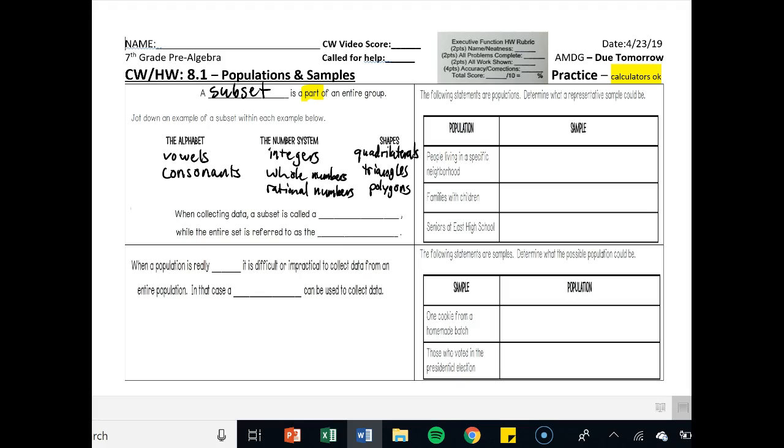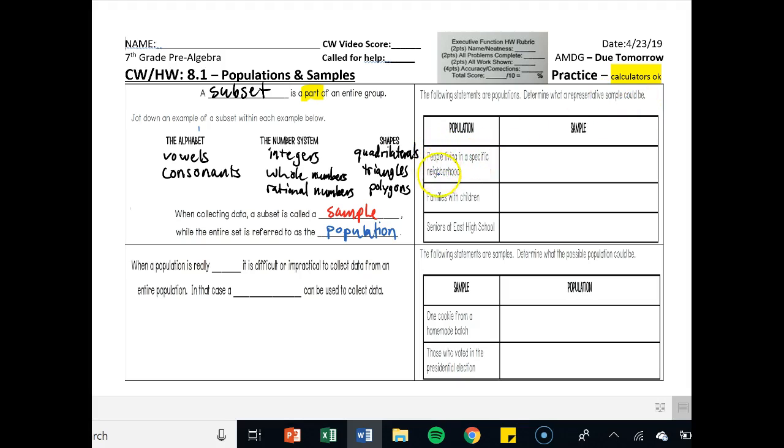So when collecting data, a subset is called a sample. Vowels would be a sample of the alphabet, consonants would be a sample of the alphabet, while the entire set is referred to as the population. So the population would be the entire alphabet. The sample would be vowels, or the sample would be consonants. The population would be the entire number system. The sample would be integers, whole numbers, or rational numbers.